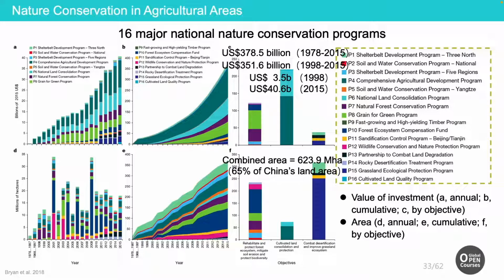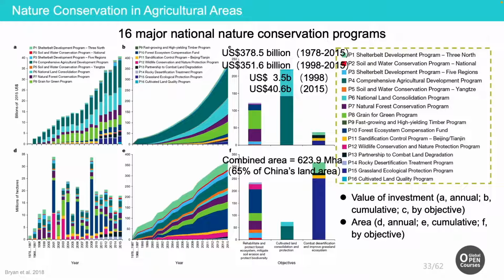From this figure, we can get more details about investment and area of interventions for these 16 major nature conservation programs. First row is about investment. Second row is about area. From the first row, we can see the investment in the 16 programs from 1978 to 2015 totaled $378 billion, and most of them were invested after 1998.